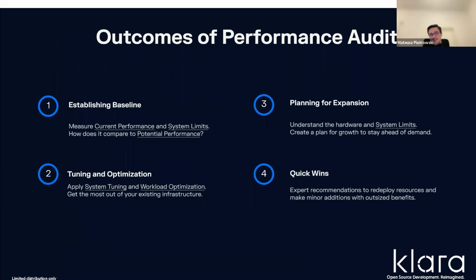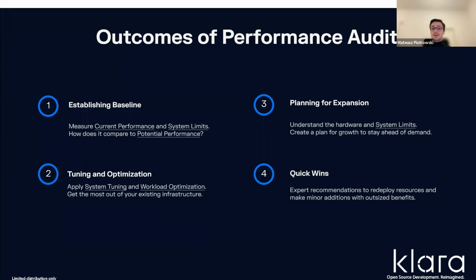Right. So what are the outcomes of a performance audit? First of all, we try to establish a baseline. We measure the current performance and the system limits, and we start to understand what it takes to get to the potential performance. How does it compare to this metric? The second outcome is tuning and optimization. We apply system tuning and workload optimization to the infrastructure and the system, and we try to get the most out of what exists in the system at the moment. So we try to achieve the peak performance of the system without adding any new hardware or expanding it in any way.